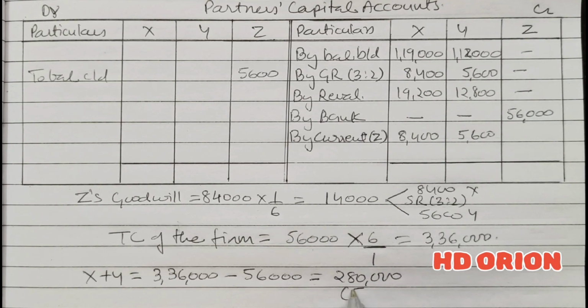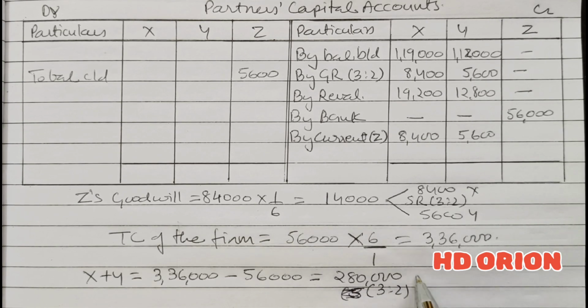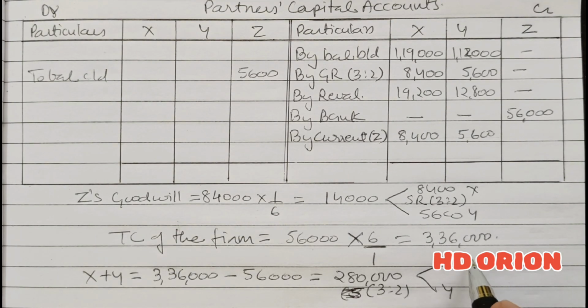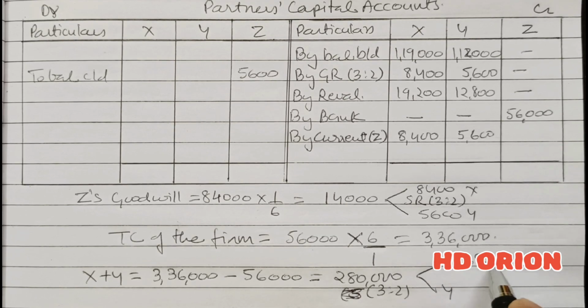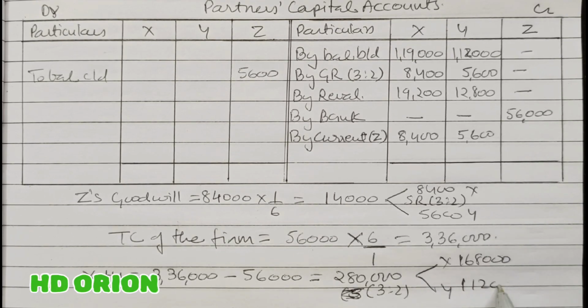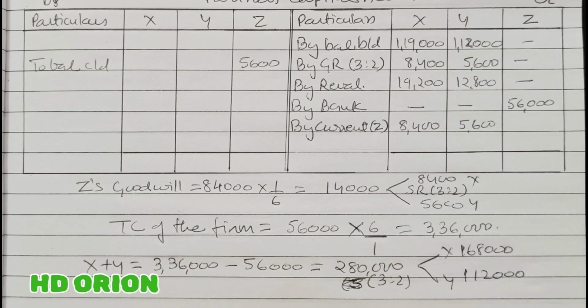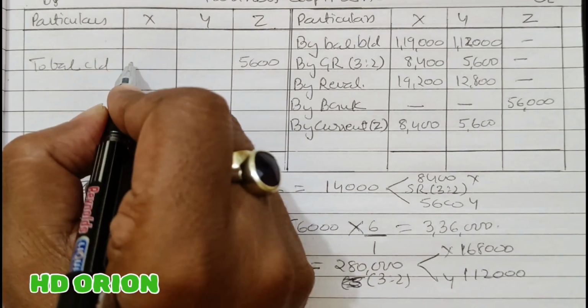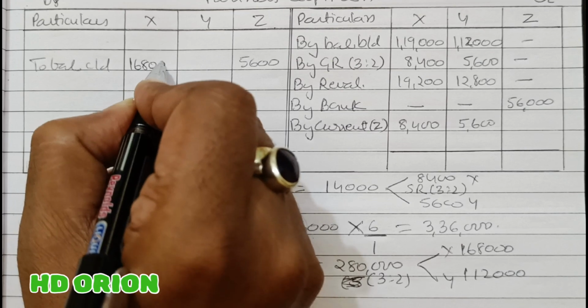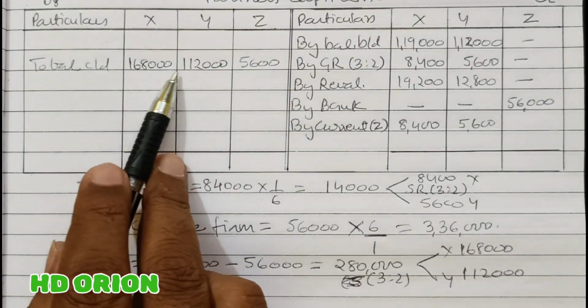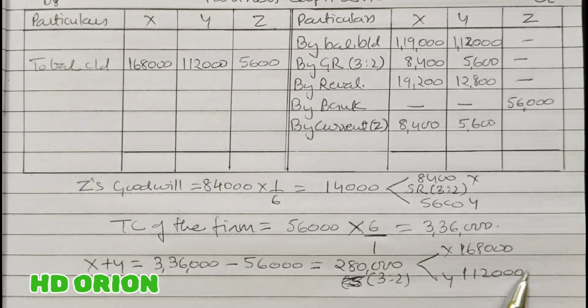And now we will break it in their profit sharing ratio, that is 3:2. So for X and for Y, it is rupees 1,68,000 and rupees 1,12,000. So these are our closing capital balances. So we will write it here, 1,68,000 and 1,12,000. So these are the figures that we have calculated.